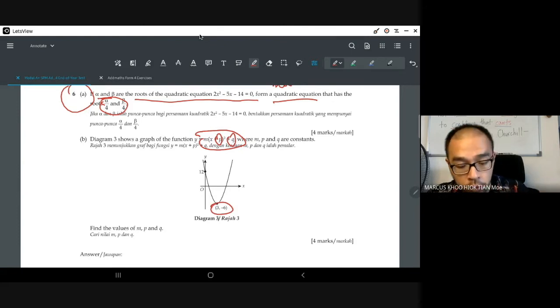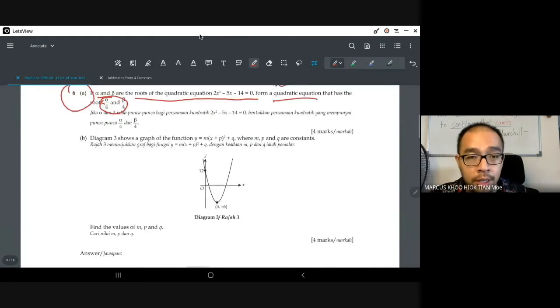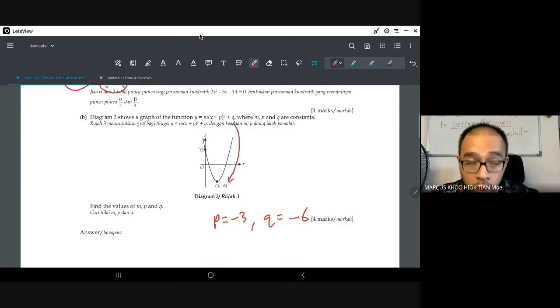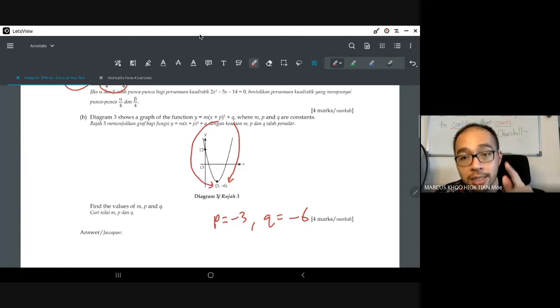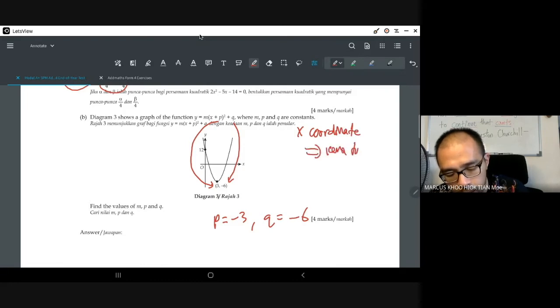Okay, if you take a look at this, one time you see, you already know that p equals -3 and q equals -6. Because q is the same number as the y coordinate. p is the same number as the x coordinate, except that you have to change the sign. Only the x coordinate. Okay, you have to change the sign.